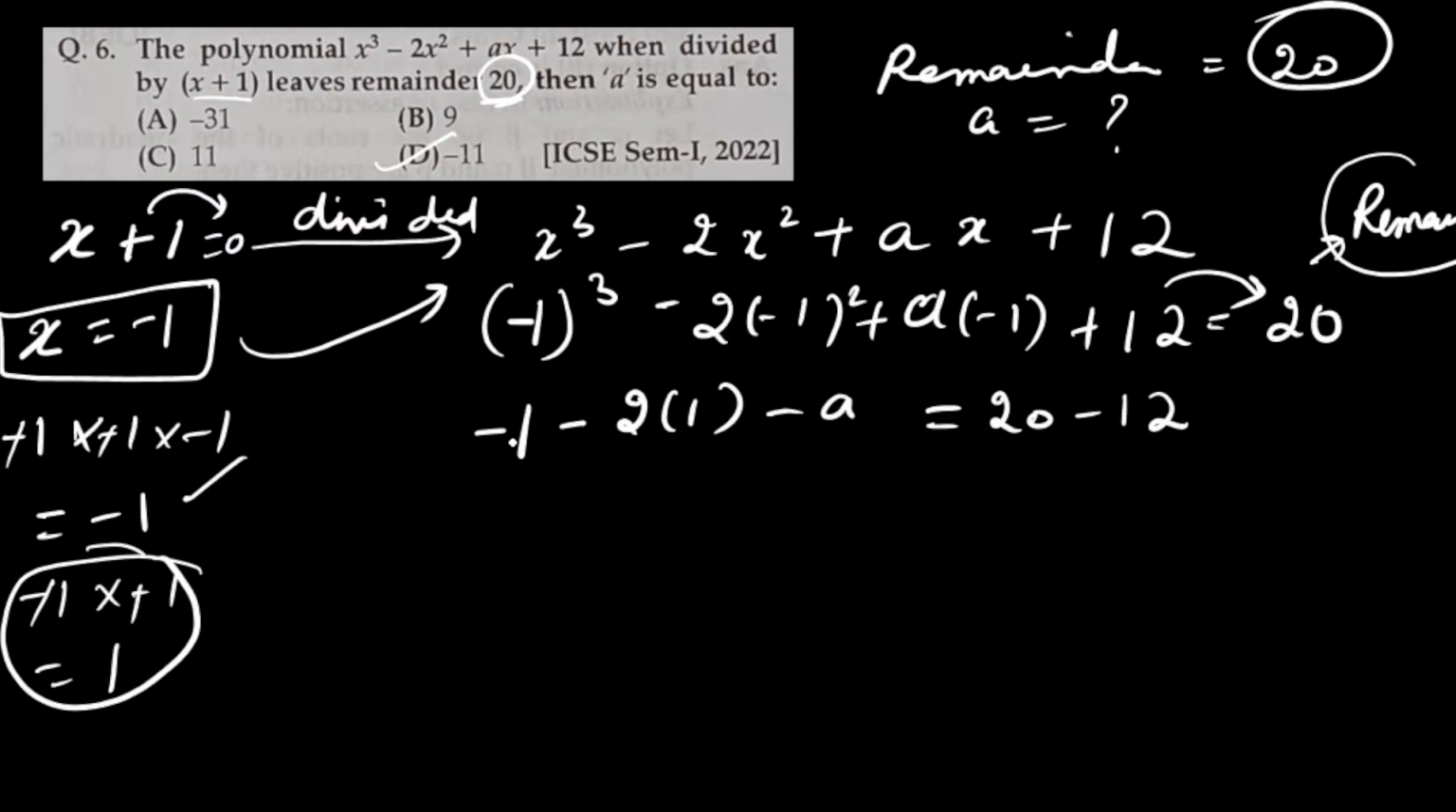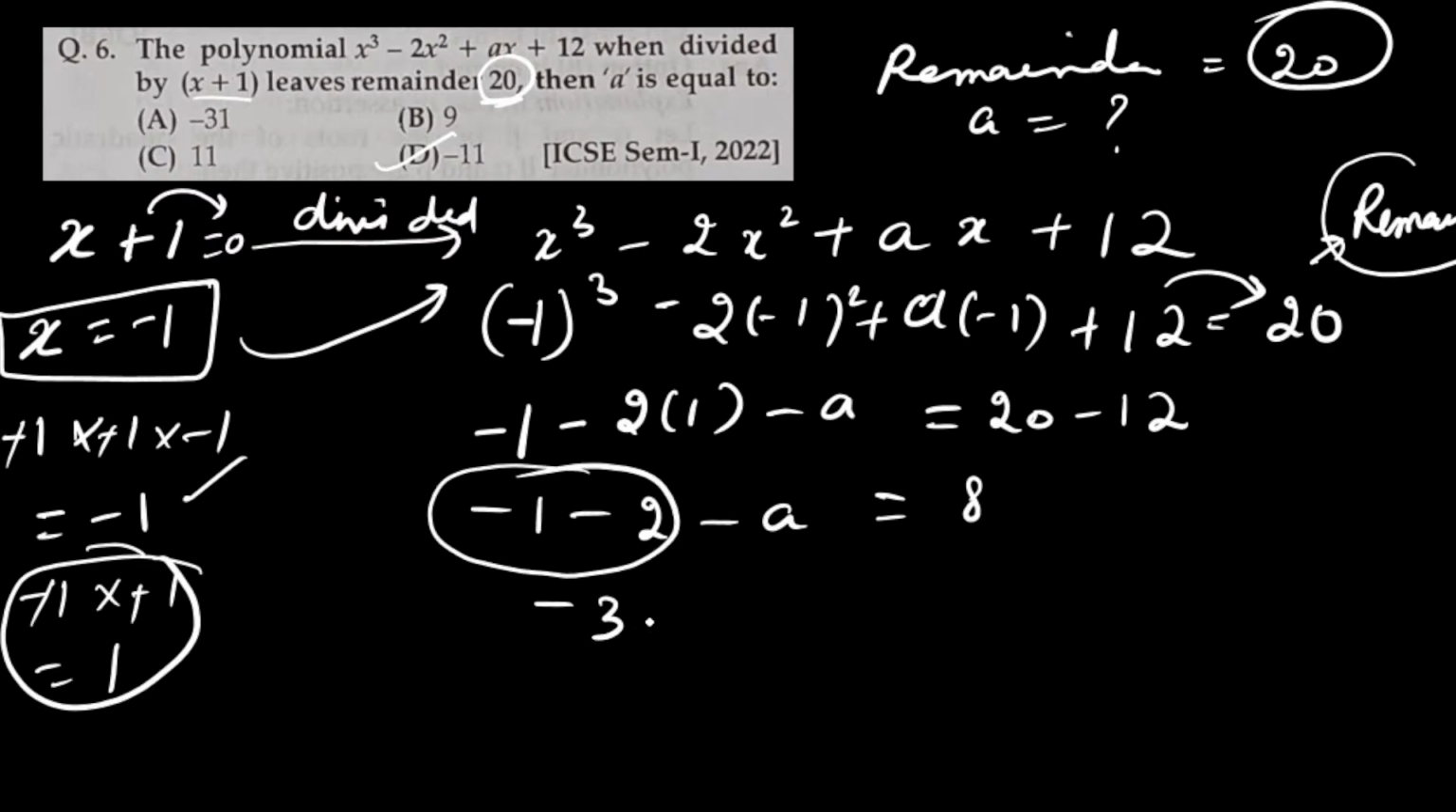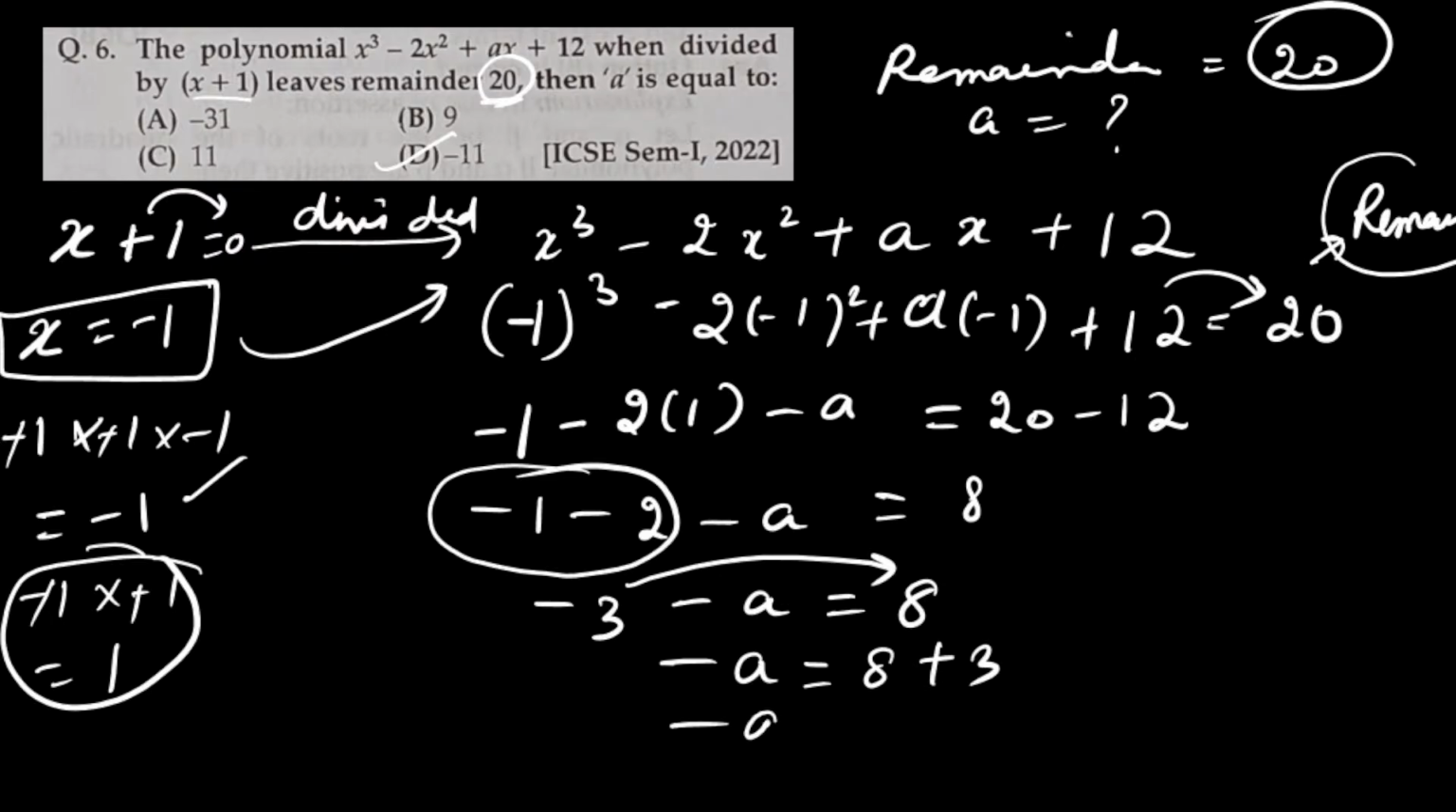Here it's getting added. So here also minus 1 minus 2 minus a is equal to, on this side we have got 8, 20 minus 12 is 8. So these are like terms. Here we can simplify. Minus 1 minus 2 is minus 3, because minus minus plus with a negative sign, is equal to 8. Now minus 3 will shift to the other side because we have to find the value of a. So other than a, we have to keep shifting everything to the other side. So when minus 3 we shift to the other side, it will become plus 3. So minus a is equal to 11.